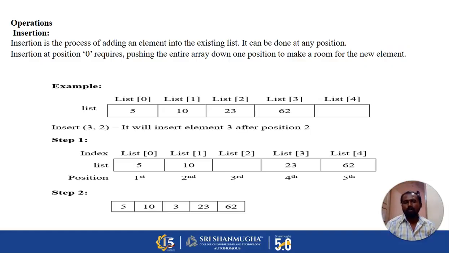Step 1, the index value. The index value is 0, and the first value in the list is 5. Index 0 is 5, index 1 is 10, and index 2 is the third position. At the third position I insert the value 2, so the elements from list 2 onward shift down. Step 2: the list is 5, 10, 2, 23 and 62.